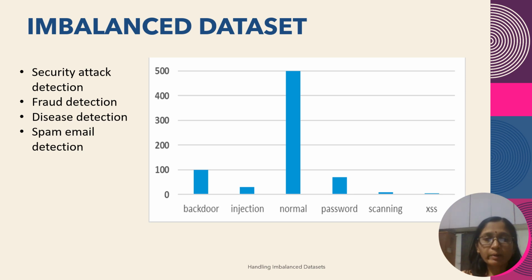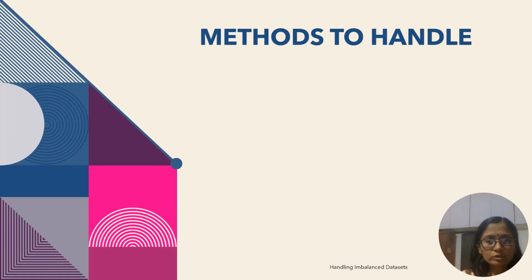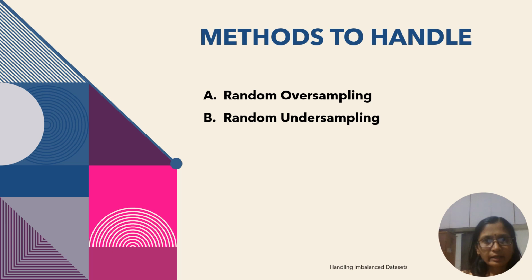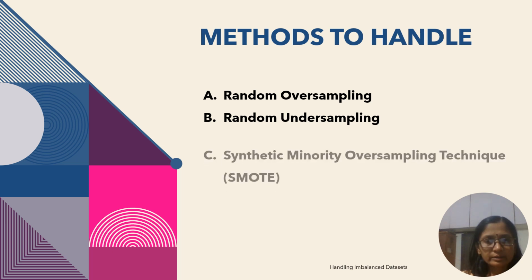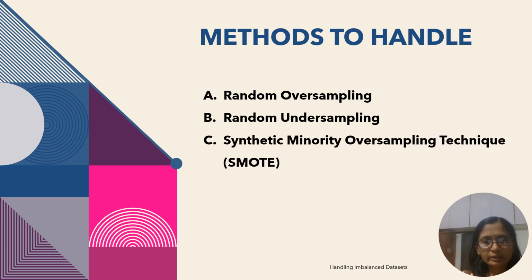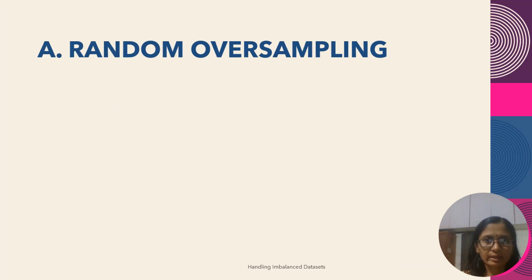To convert it into a balanced dataset, there are various methods available. Out of those, now we will discuss three methods. Let's go one by one. The first method is random oversampling. Second is random undersampling and third is the Synthetic Minority Oversampling Technique, popularly known as SMOTE. So let's go to the first, that is random oversampling.